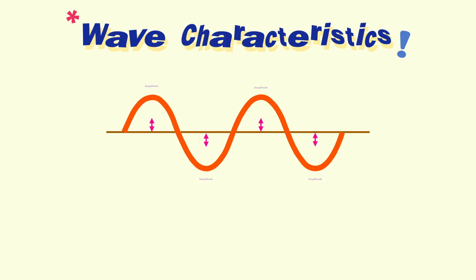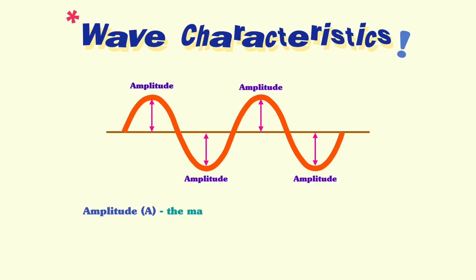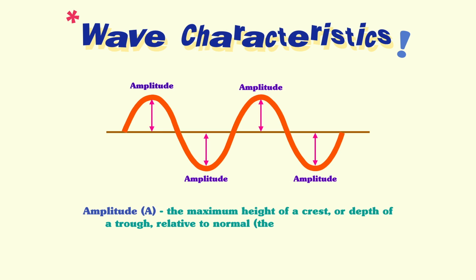Next is the amplitude. The amplitude, represented by A, is the maximum height of a crest or the depth of a trough relative to the normal or the equilibrium level. From the crest to the trough is equal to 2 amplitudes.